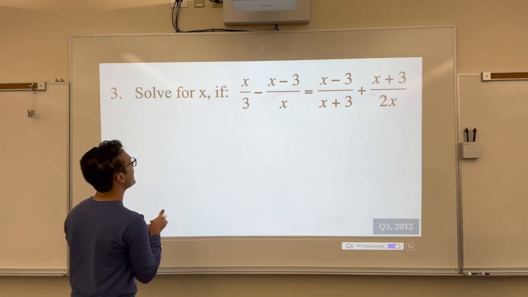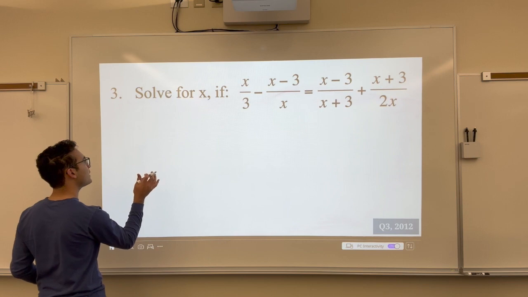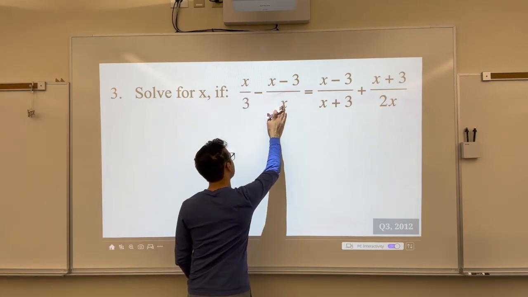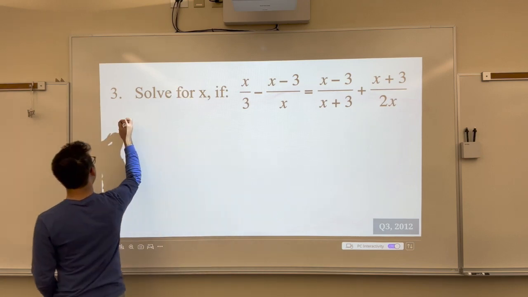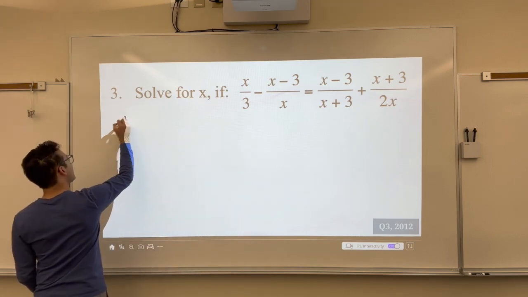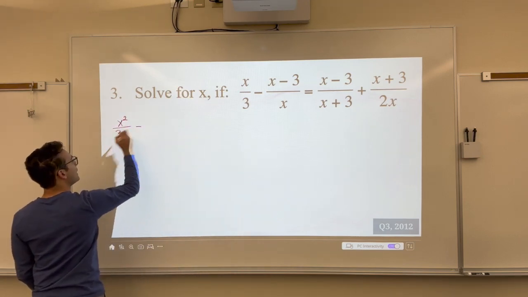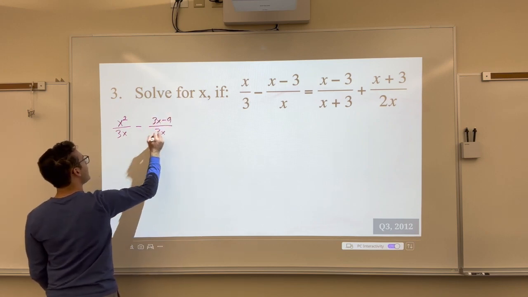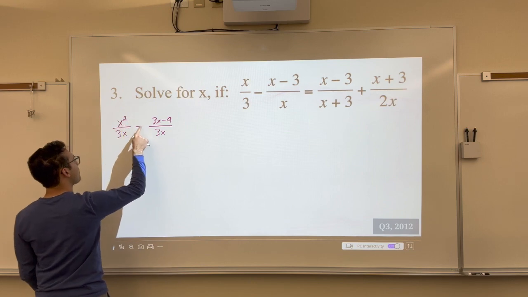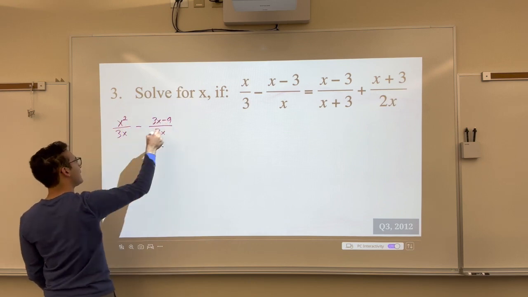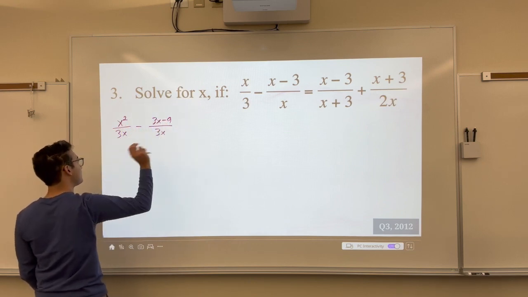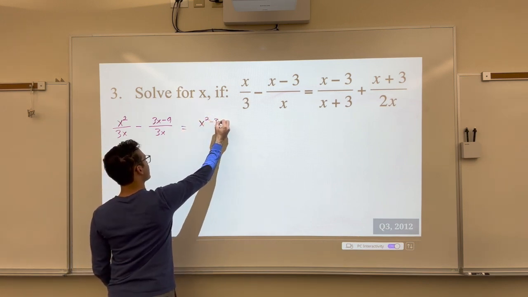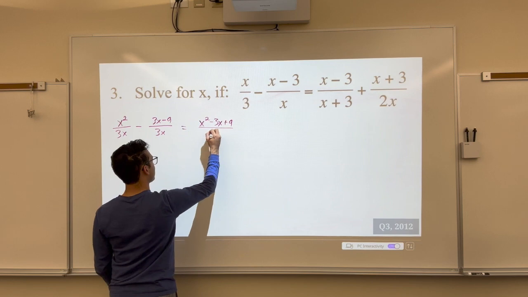So let's go ahead and on the left side get common denominators. So I'm just going to multiply this one by x over x and multiply this one by 3 over 3. So we've got x squared over 3x minus 3x minus 9 over 3x. And that ends up being x squared minus 3x plus 9 because it's minus 9, so it's plus 9. So together this would be x squared minus 3x plus 9 over 3x.